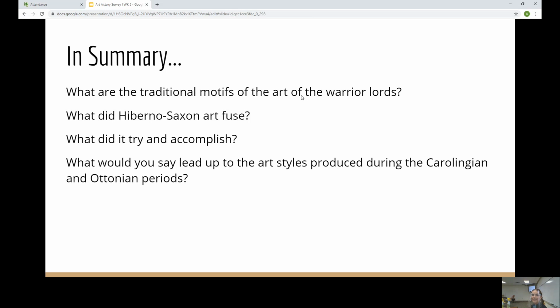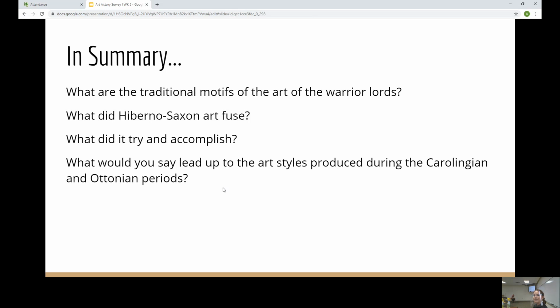That's it. In summary, some traditional motifs of the warlords. Does anyone remember some of the traditional motifs? Zoomorphic animals and organic shapes and patterns, yes. And Hiberno-Saxon art, they fuse what two things together? Christian and pagan. Very good. And it was trying to accomplish what? Yes. These are very basic questions.